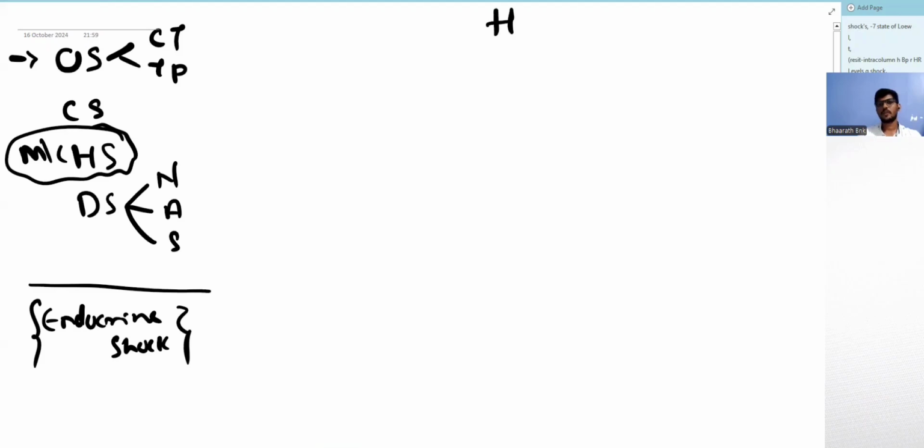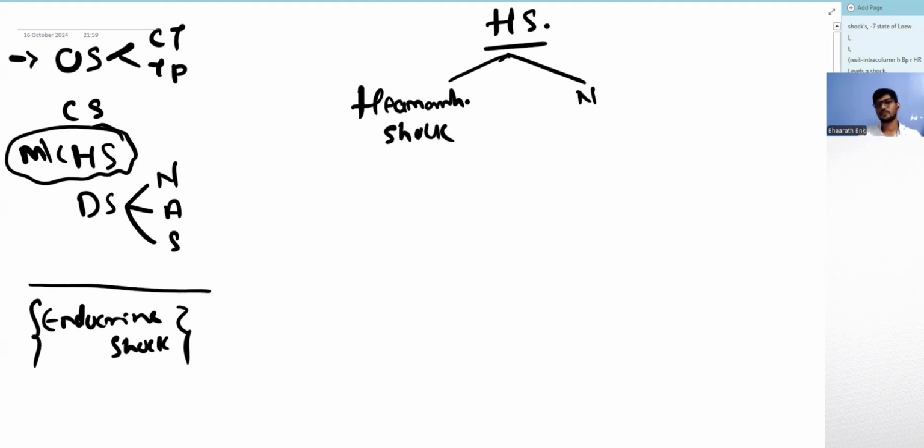So when hypovolemic shock happens, and this hypovolemia somehow becomes a part of any of the shock that is described, right? That is why it is the most common type of shock. Now, hypovolemia essentially means that there is less volume in the blood. So either it is the blood that is lost or it is the water in the blood that is lost. Based on that, it can be a hemorrhagic shock or it can be non-hemorrhagic shock.